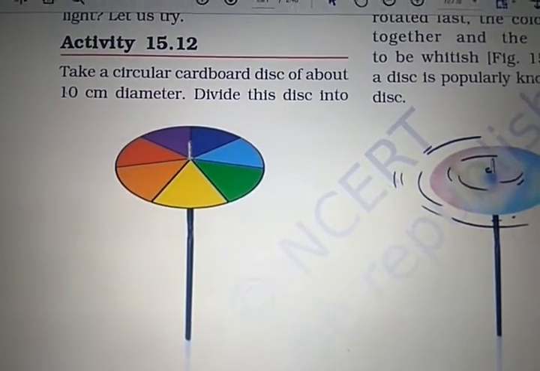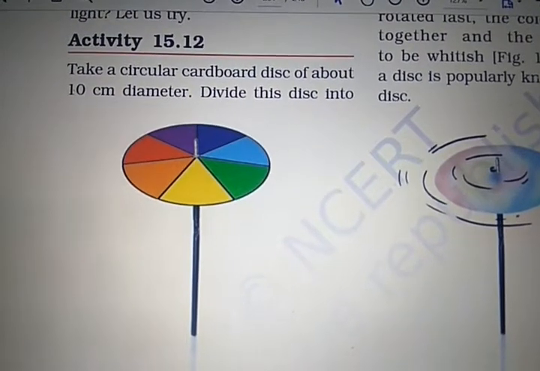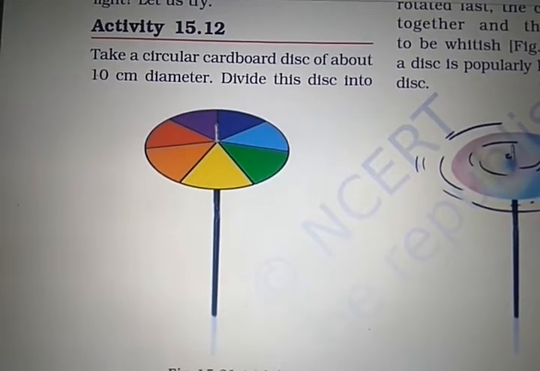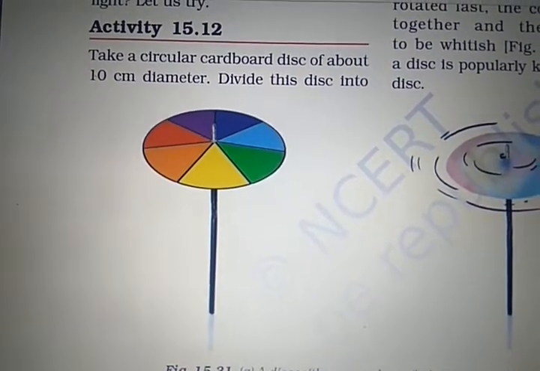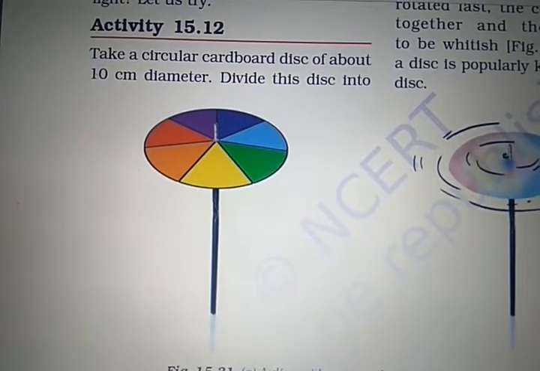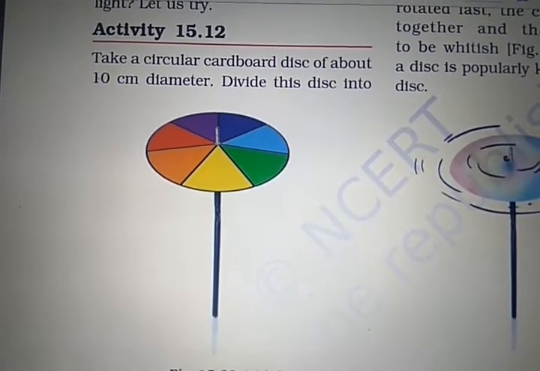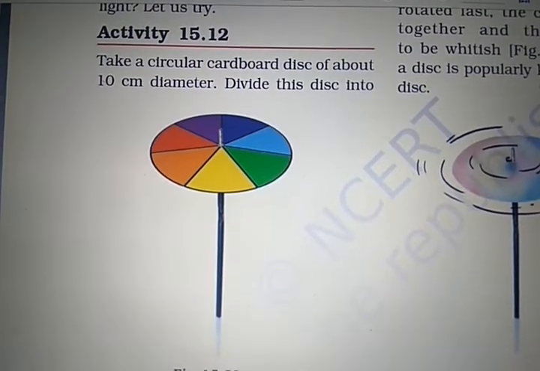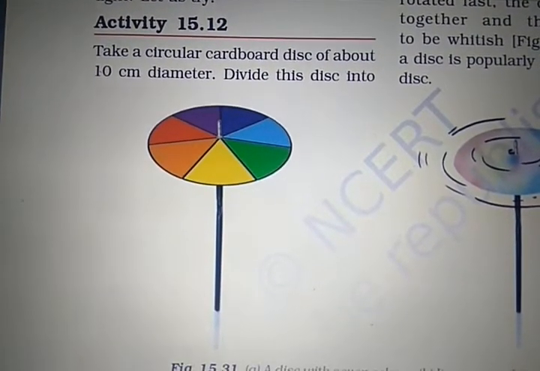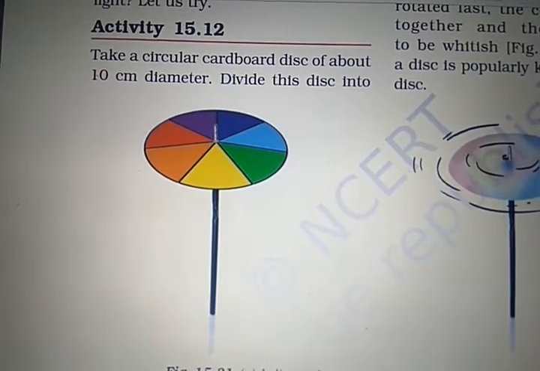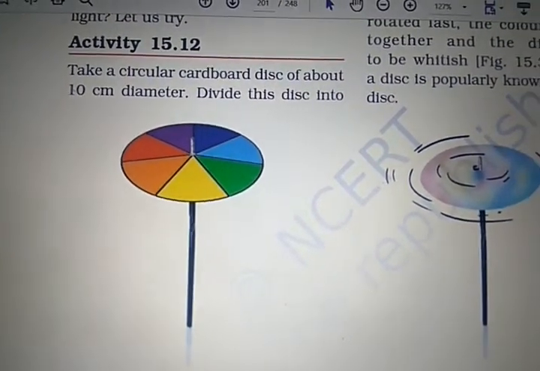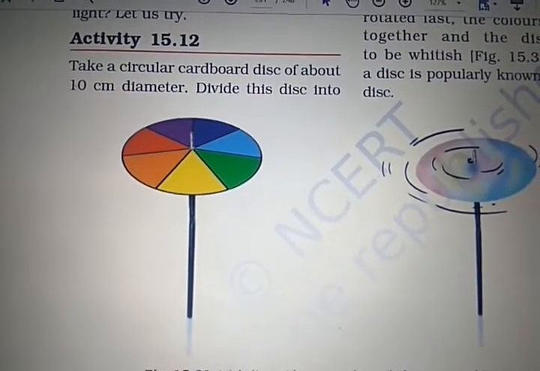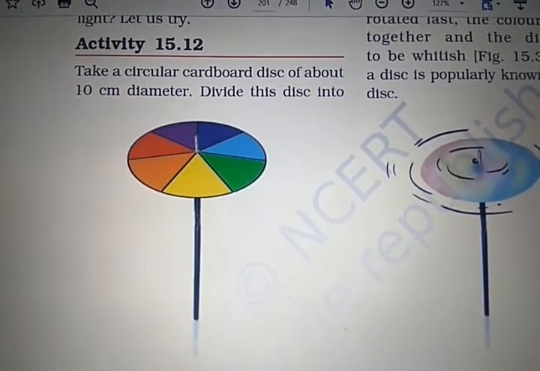This is another activity in which you take one cardboard and make 7 colors on it like this. Take one stick, or instead of cardboard you can take one unused CD, and take this stick or refill, right? Then make this device as per activity number 15.12. You can also prepare this activity as a science enrichment test and send it to me.